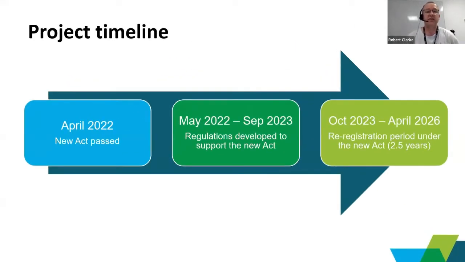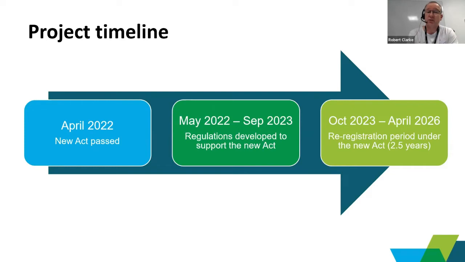So here we are at the project timeline. You'll see in the blue bubble on the left, April 2022, that's when the new Act was passed. In that Act, as I said, some of the broader rules were set. For example, you'll only need 10 members in future, you won't need 15. You won't need to have a seal anymore, so you can throw out those rubber stamps.